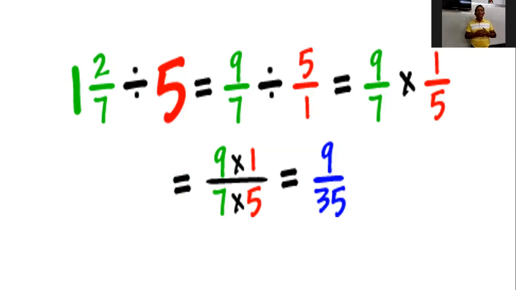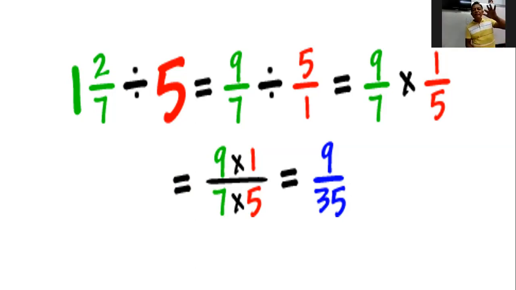So if you change a mixed number to improper, you multiply the denominator by the whole number and add the numerator. So 7 times 1 equals 7, plus 2 equals 9. So we have 9 over 7. Then we have 5 over 1 because that's a whole number. So we have a denominator of 1.